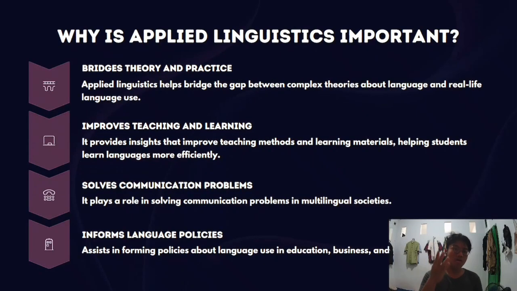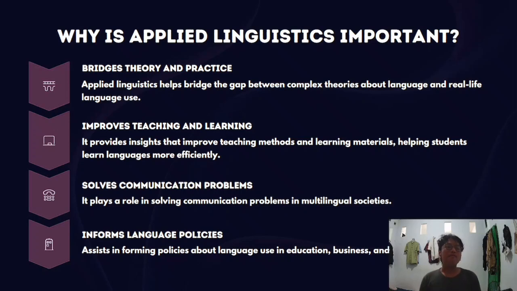There are four reasons why applied linguistics is important. First, bridge theory and practice. Applied linguistics helps bridge the gap between complex theories about language and real-life language use.